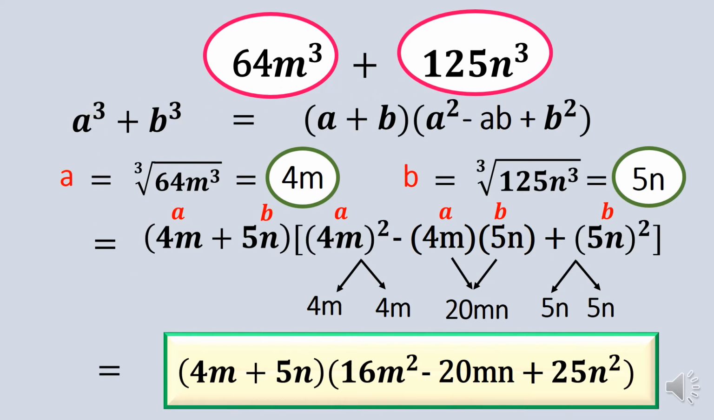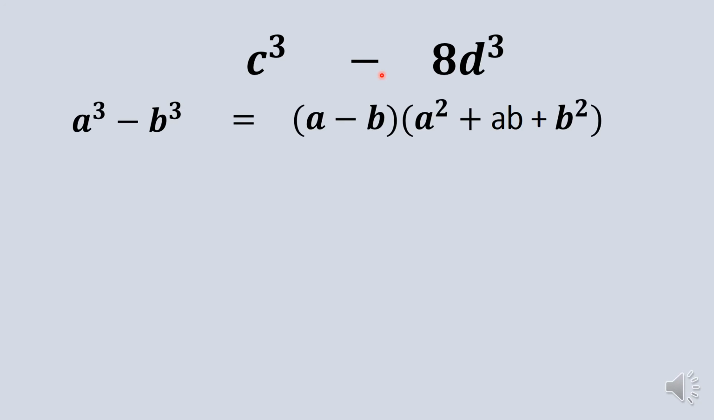Okay, next, let's have example number 3. That is to find the factor of c cube minus 8d cube. So this one is an example of difference of two cubes because the operation being used is subtraction. So therefore, the factored form that we're going to use is the second one, which is you have quantity a minus b times a squared plus ab plus b squared.